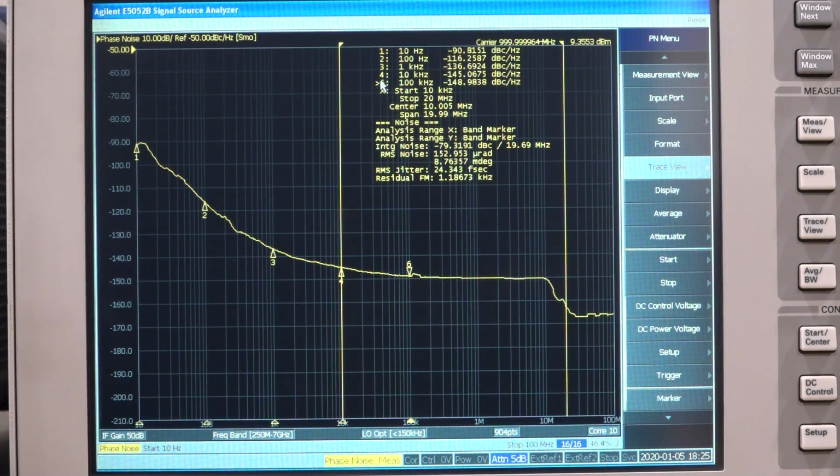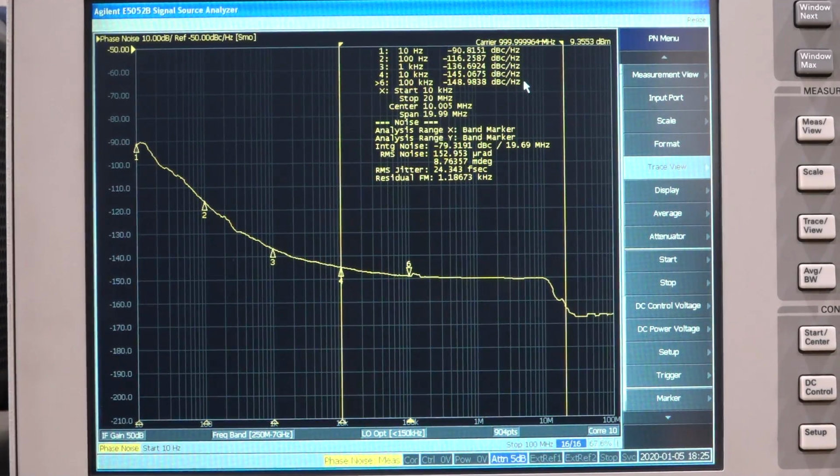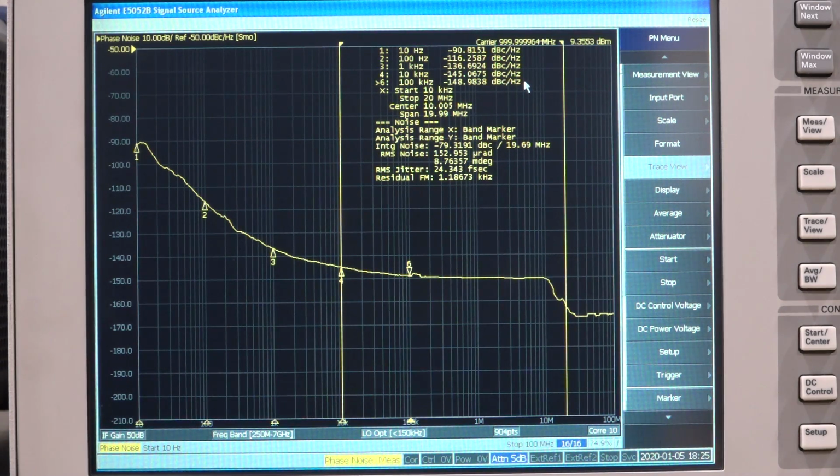So if you look over here at a 100 kilohertz offset, the phase noise is minus 149 dBc per hertz. This is an incredible number. This is the only instrument in the lab that can actually measure the phase noise of the PNCS1. And it of course matches the specification.